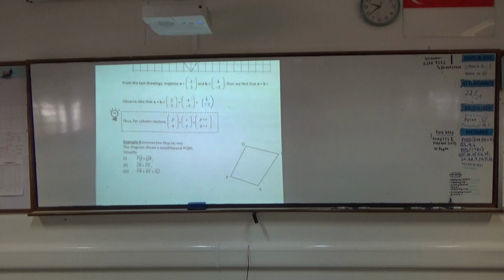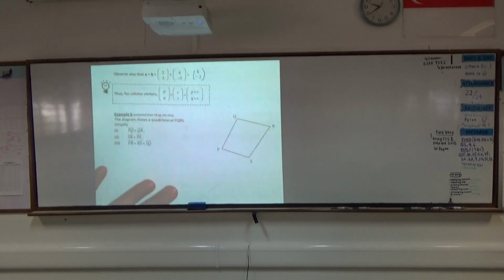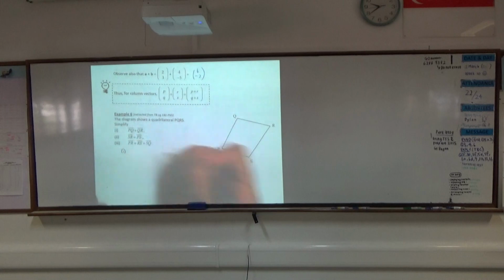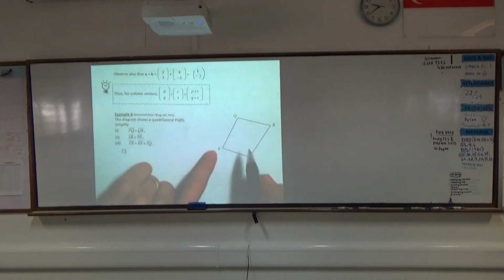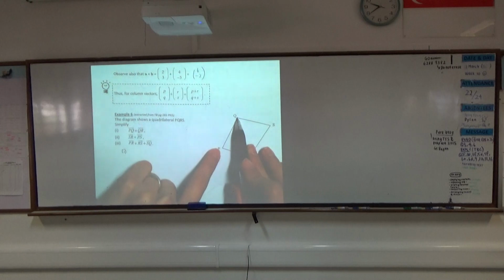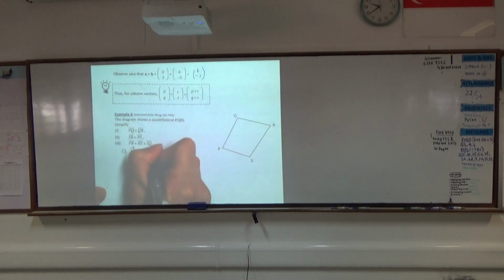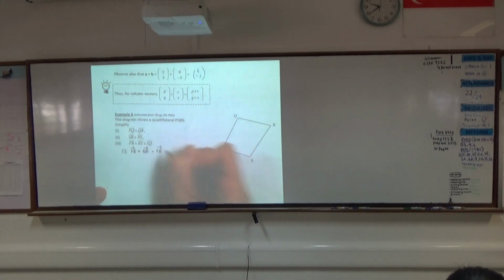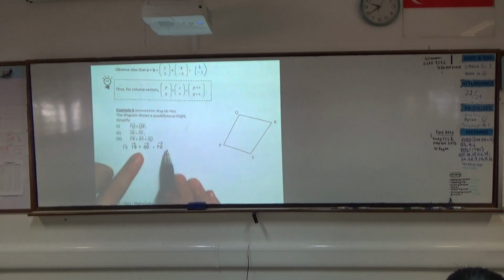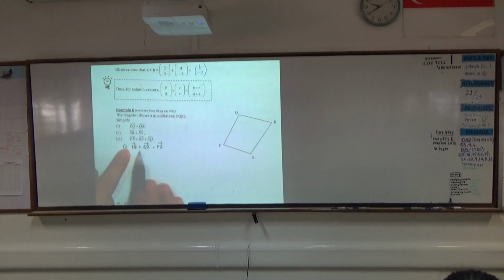Next, example 6. The diagram shows a quadrilateral PQRS. We want to simplify these notations. Looking at part I, PQ plus QR: PQ is here, QR is here, so it's the addition of these two vectors. If I simplify it, it's as good as saying PR is the resultant. Even without the diagram, you should know this answer, because so long as the middle is the same, the start point will be P and the end point will be R.